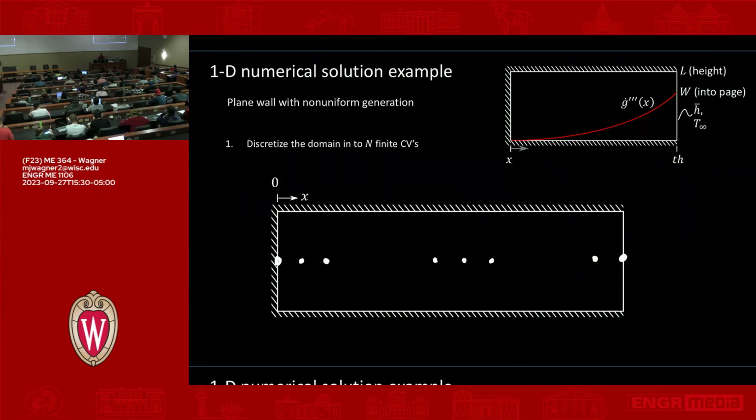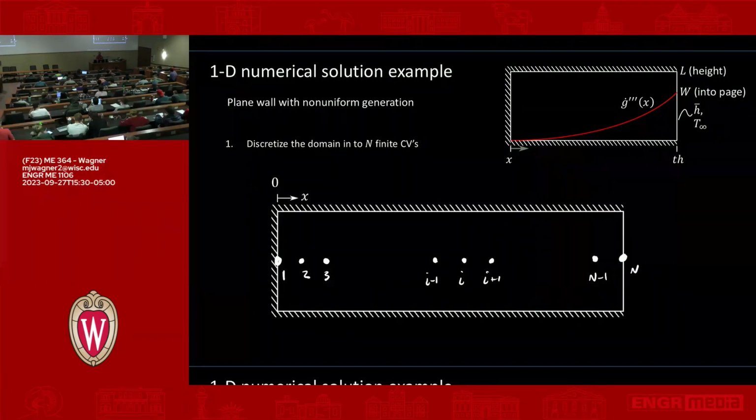So let's discretize the domain and say, okay, this is node 1, this is node 2, this is node 3. Let's call this node i. This one is i minus 1, i plus 1. And then let's call this node at the end n, and this would be n minus 1. All right. So we've discretized the domain into some finite control volumes. So what is the control volume here? I guess the control volume is going to be some box that we draw around the node, right? It's the region that's represented by the node that it corresponds to.